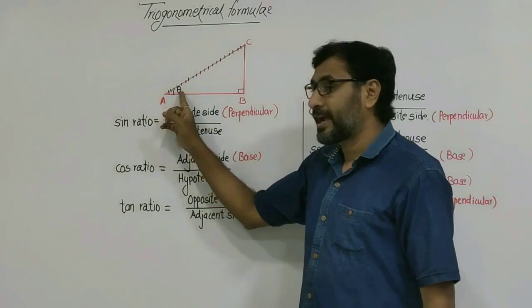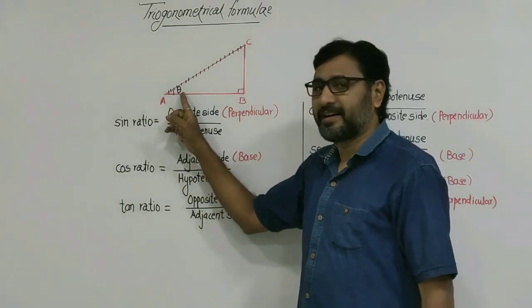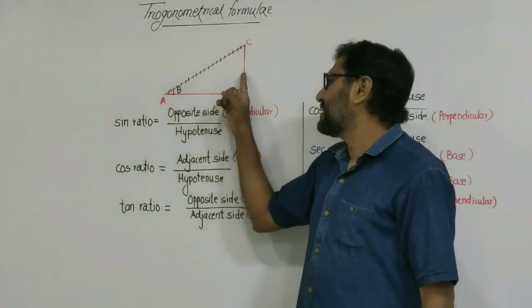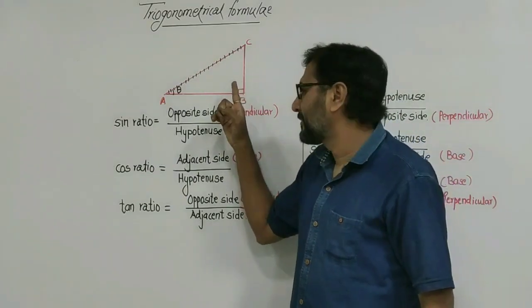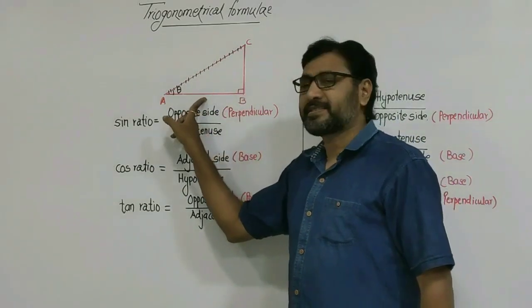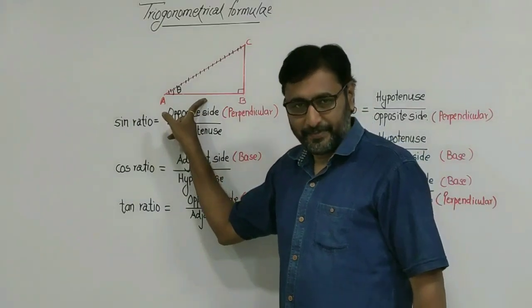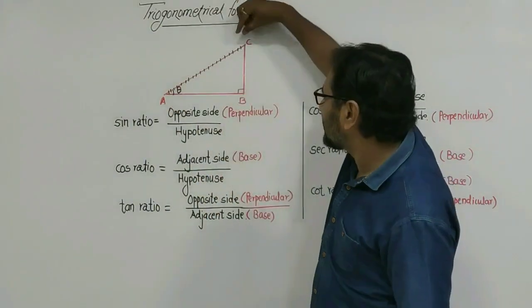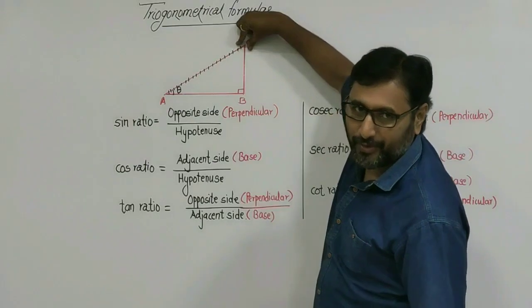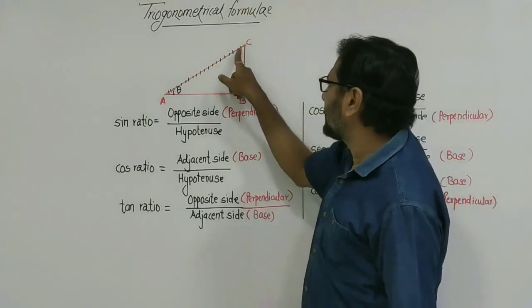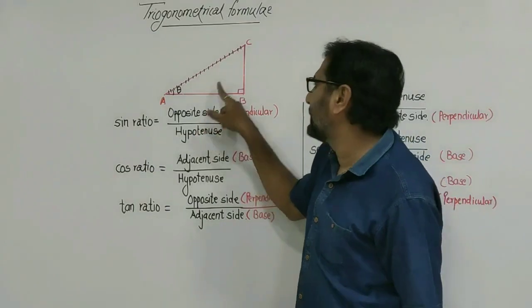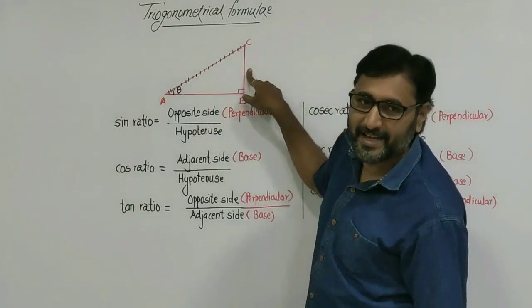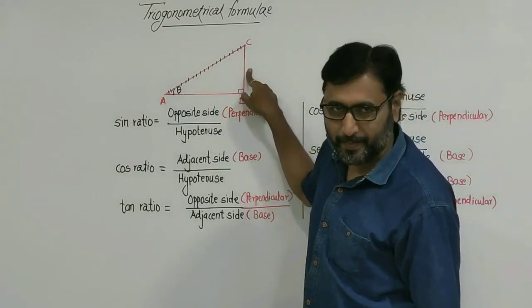If I take this as an acute angle, suppose this is theta. For this theta, this side is the opposite side, or you can say perpendicular side, and this side is base or adjacent side. If I take this C as an acute angle, and for this C, this side is opposite side, while this side is adjacent side, or you can say base.